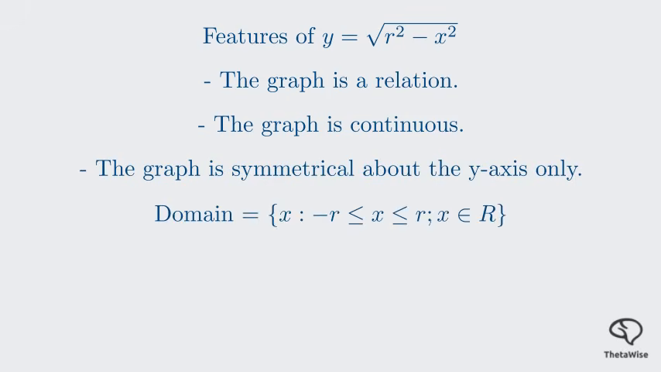The range, the set of all possible y values, is from 0 to positive r, inclusive. This confirms what we saw earlier. The graph never goes below the x-axis, and its maximum height is r. Finally, the graph is a function. This is because it passes the vertical line test. Any vertical line you draw on the graph will intersect the curve at only one point. This means that for every x value, there is only one corresponding y value.